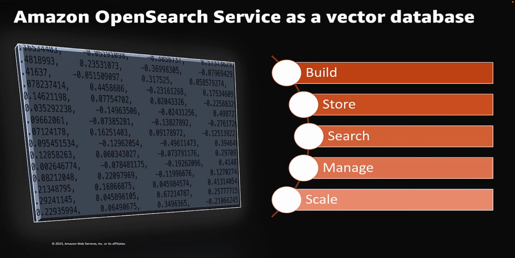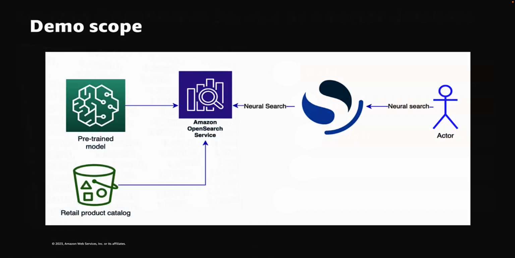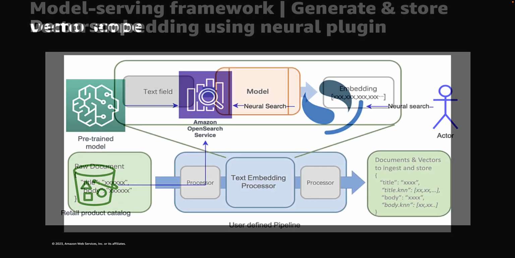Here are five reasons as to why today OpenSearch is also used as a vector database. OpenSearch allows you to build, store, search, manage, and scale vector embedding. Today for the demo, I will be showing how to associate a pre-trained model to an index in your cluster and also compare the vanilla search results to semantic search using the OpenSearch dashboard.